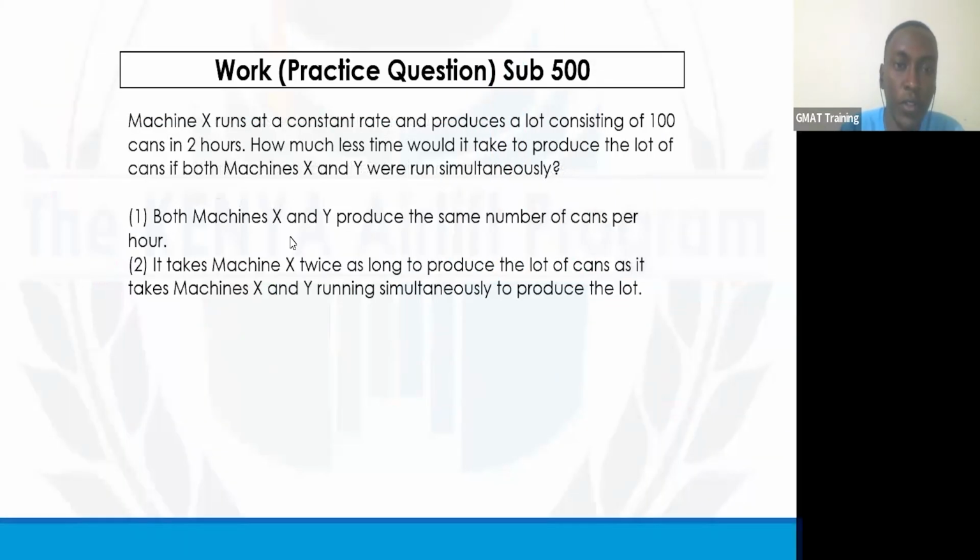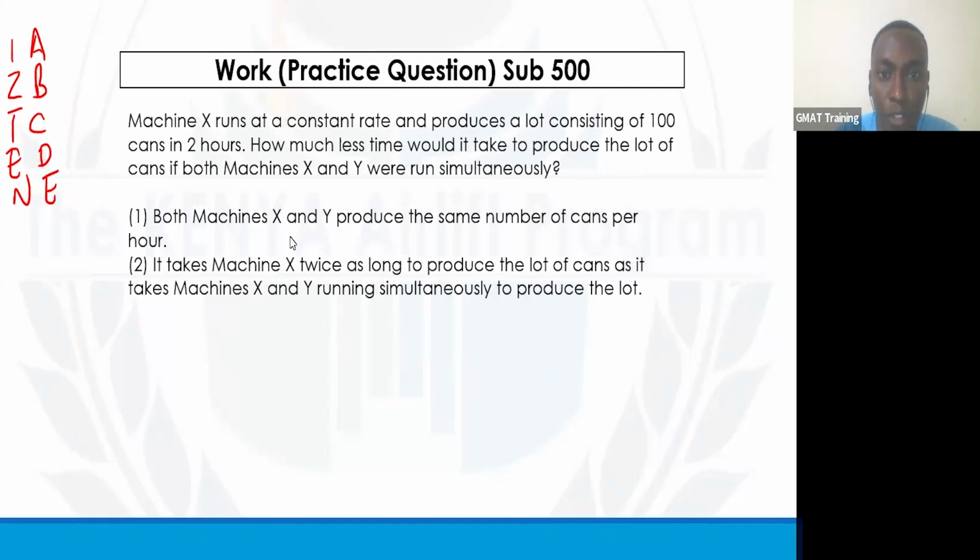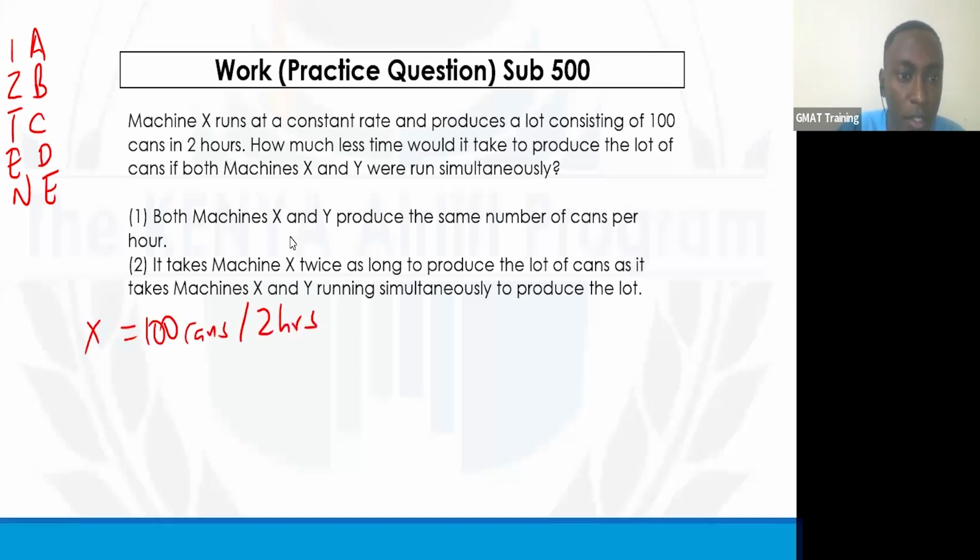Let's go on to the next one. It's another sub-500 question. Let's pause the video, give it a try, and then I'll jump in. Okay, so machine X runs at a constant rate and produces a lot consisting of 100 cans in 2 hours. So X produces 100 cans in 2 hours. That makes it 50 cans per hour.